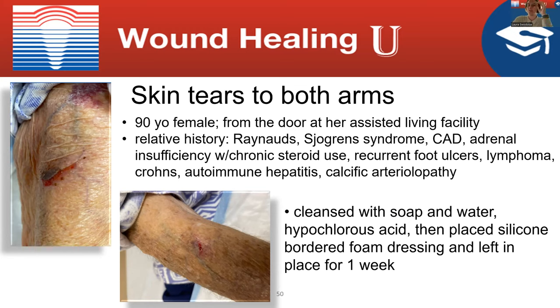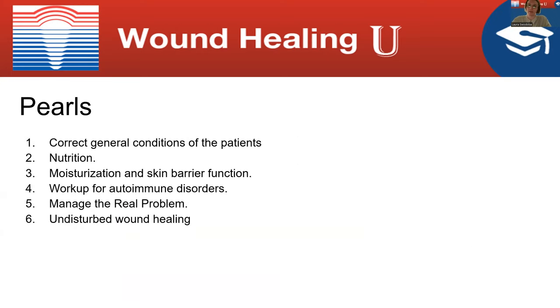So looking at these, they present with these just from the door. We clean them with soap and water, hypochlorous acid, and then put that silicone-bordered foam in place and just leave that for an entire week. And then she was able to epithelialize in that week time frame. So just providing some really good care, approximating as much of the flap as possible, and leaving it undisturbed to heal on its own. You can go to the next slide. So I'll pass it back to Mohamed.